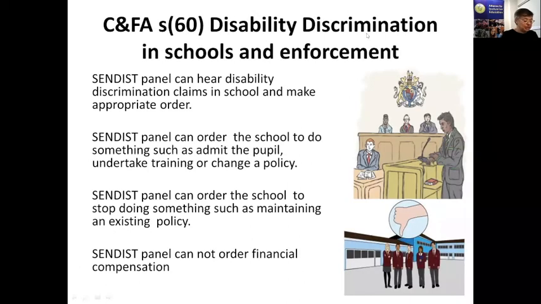Children and Families Act, Section 60, Disability Discrimination in Schools and Enforcement. SENDIS panel can hear disability discrimination claims in school and make appropriate orders. SENDIS panel can order the school to do something such as admit the pupil, undertake training or change a policy. SENDIS panel can order the school to stop doing something such as maintaining an existing policy. SENDIS panel cannot order financial compensation.